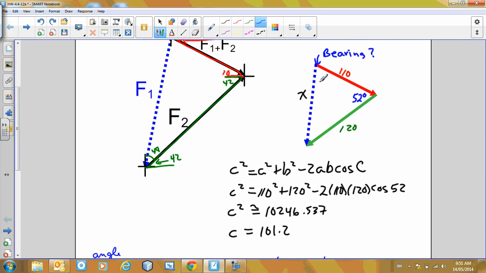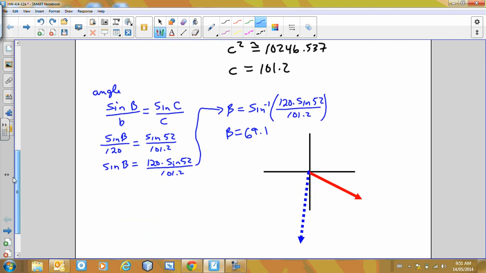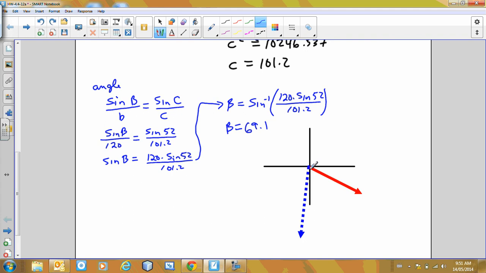So 69.1 is that angle in there. Now, finishing up, we want to recognize that's not our bearing though. That is the angle between those two vectors there and there. We also know that there is 100 here, I guess what I'm trying to say.